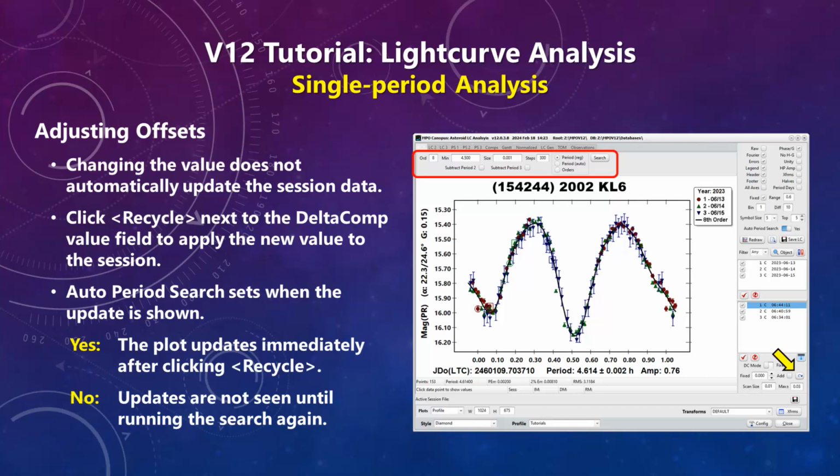The setting of the Auto Period Search switch sets when the updates are seen on the plot and affect the period search. If set to Yes, then clicking the Recycle button immediately applies the update and runs the period search again. If set to No, the updates are not seen in the plot or affect the period until you click the search button again.